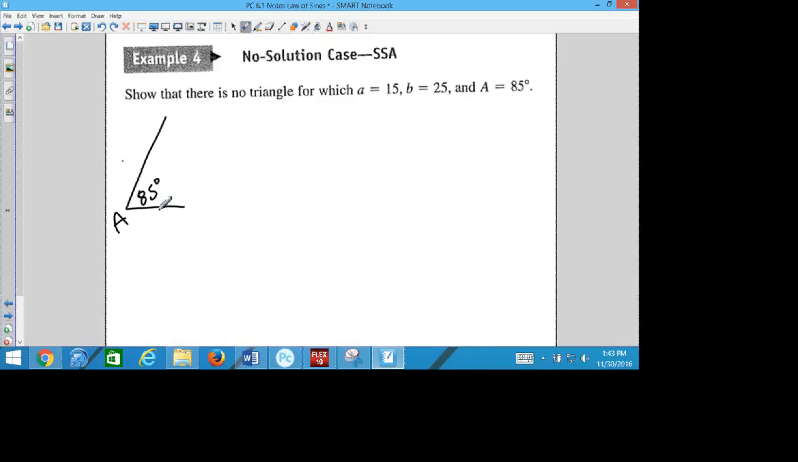Side B is 31. Across from angle A is side A, which is 12. Wait, what's the question? Oh, I'm looking at the wrong one. I'm sorry, I'm looking at the next example. Thank you for stopping me sooner than later. What's B? B is 25. And then A is 15.